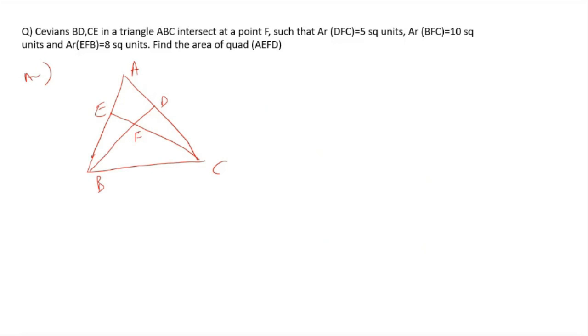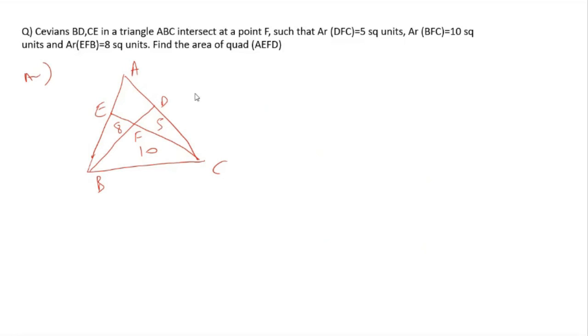Intersect at a point F, area DFC is 5, area BFC is 10, EFB is 8. So this quadrilateral AEFD area has to be figured out, right? Before we start the problem, in terms of area, we know to calculate areas in 6 or 7 different ways, but in all of those ways, something was given in terms of length. Either side length was given, one angle was given, maybe the radius or circumradius was given, something was given basically, and we use that to calculate the area. Here nothing is given. Here just areas directly are given.